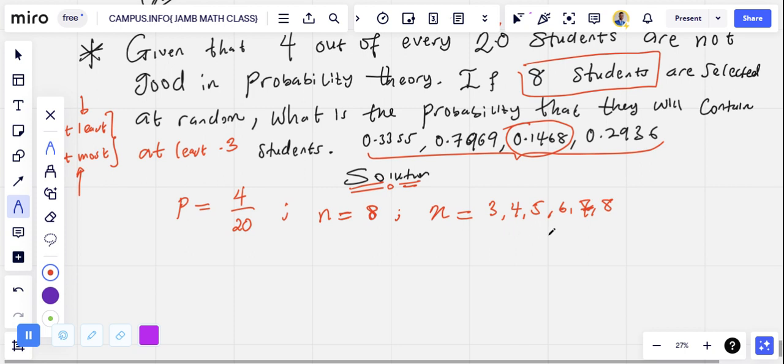Imagine, is that what you just go and do inside exam? It will really take your time. You solve for 3, solve for 4, calculate the one for 5, for 6, for 7, and for 8. Then all those answers, you now accumulate them. You add all of them together to get the final answer for at least 3 students. And that's going to take a lot of time. And how can you actually do that?